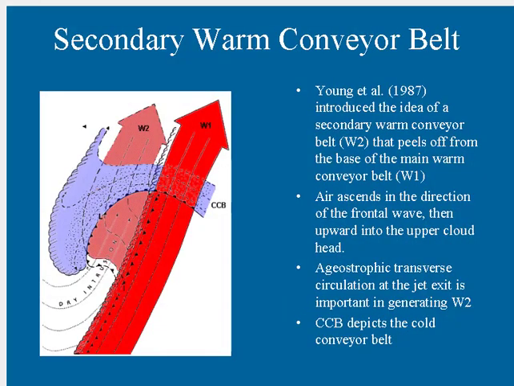I just mentioned the secondary warm conveyor belt, so I thought I would spend a minute going into some detail about this. It was introduced by Young et al. in 1987, and it's depicted right here, and what happens is it kind of peels off from the warm conveyor belt and develops out in this region right here. The ageostrophic transverse circulation at the jet exit region is important in generating the secondary warm conveyor belt. And of course, having instability in this region is important as well.